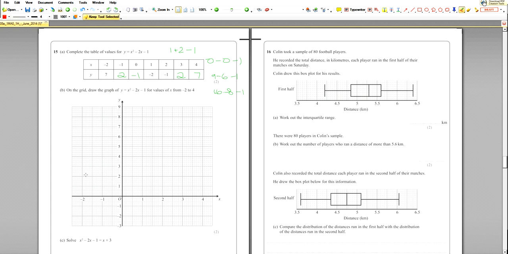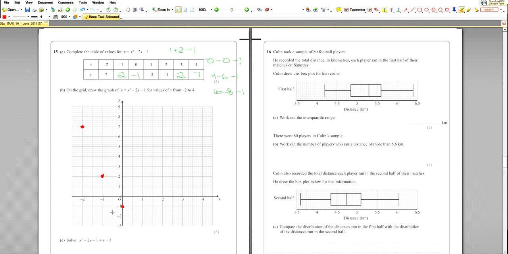Okay, so now we need to plot the points. Minus 2 is 7. So go to minus 2, we go up to 7. And put a dot here. That's a nice big chunky dot. Minus 1, it will go up to 2. 0 is equal to?